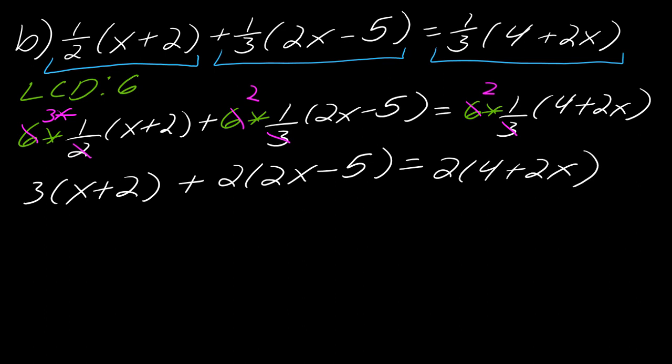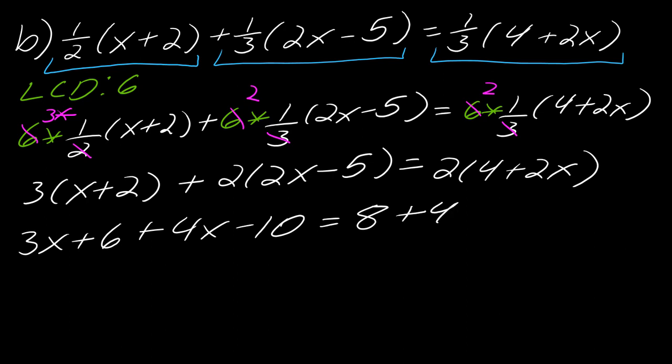Okay, and so now I can go ahead and distribute. This will give me 3x plus 6 plus 4x minus 10. And this will be 8 plus 4x. So I can collect my like terms to get 7x minus 4 equals 8 plus 4x.